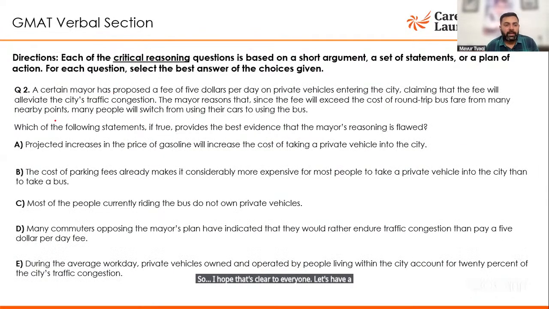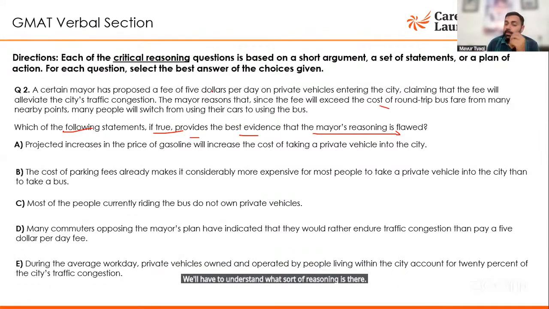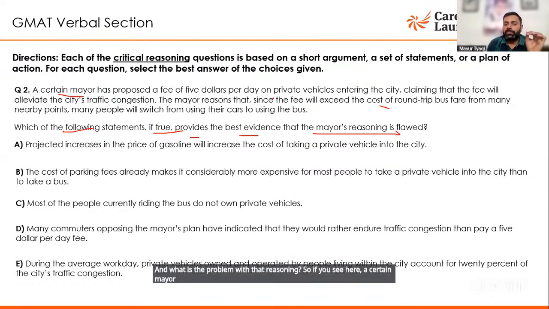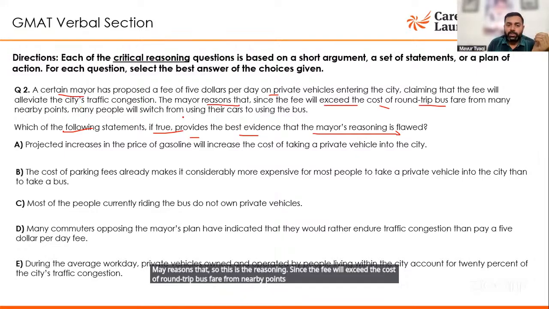Let's have a look at the next one. Which of the following statements, if true, provides best evidence that the mayor's reasoning is flawed? So, a flaw question is basically a reasoning based question. We'll have to understand what sort of reasoning is there and what is the problem with that reasoning. So, if we see here, a certain mayor has proposed a fee of $5 per day on private vehicles entering the city, claiming that the fee will alleviate the city's traffic congestion. Mayor reasons that, so this is the reasoning, since the fee will exceed the cost of round trip bus fare from nearby points, many people will switch from using their cars to bus.